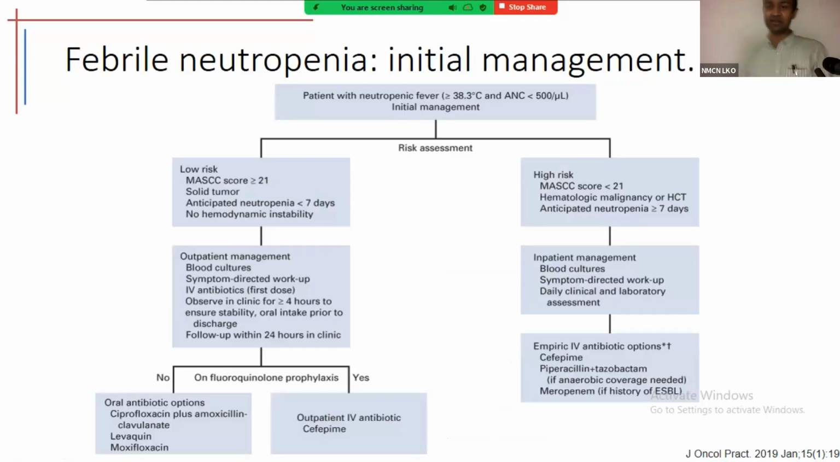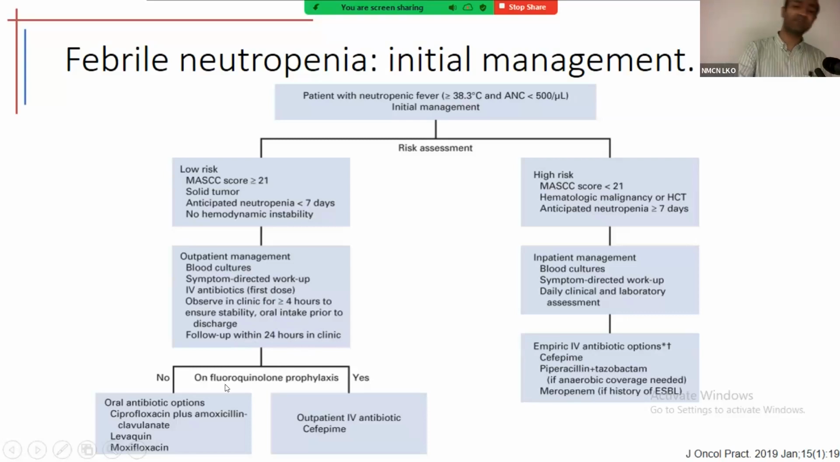Based on this, you can then classify the patient. For patients with febrile neutropenia, that is temperature 38.3 degrees centigrade and ANC of less than 500 per microliter, you assess the patient. If the MASCC score is more than 21, it's a solid tumor, neutropenia is anticipated to last for less than 7 days, and there's no hemodynamic instability, you can manage this patient in the outpatient department. You can send blood cultures and do a symptom-directed workup, maybe an X-ray, give a first dose of IV antibiotic, and observe in the clinic for 4 hours, ensure the patient is stable, has good oral intake, and follow up within 24 hours in the clinic, right?